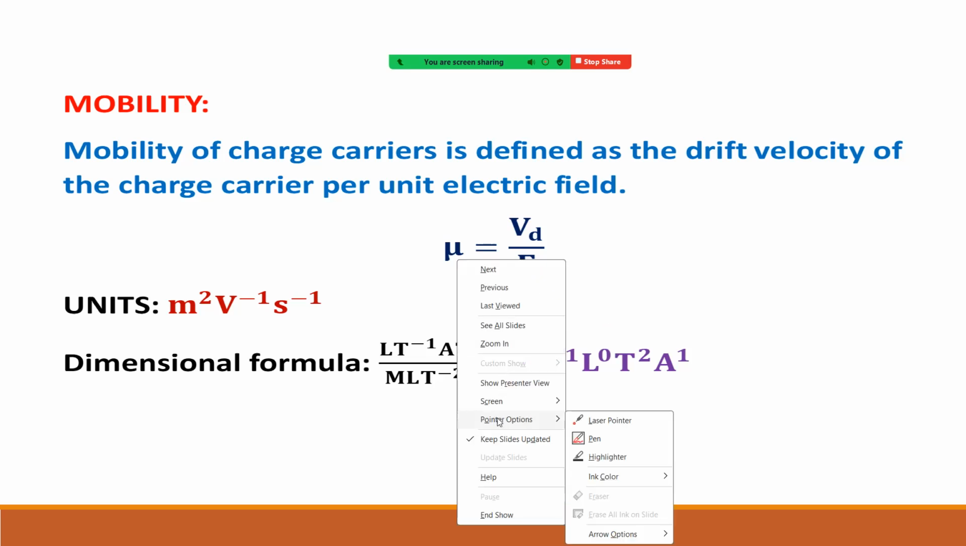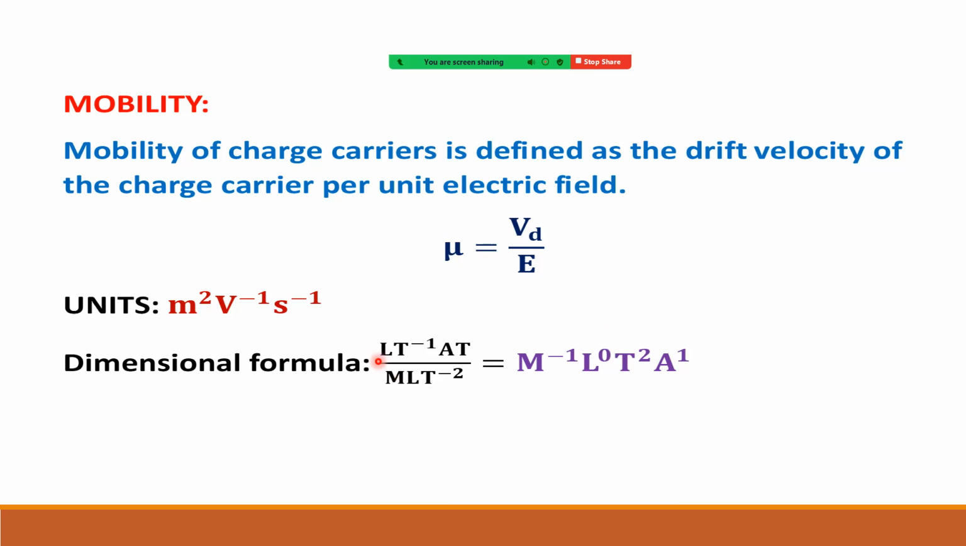Let's check once what we have derived and what is given here. Velocity, meter per second. This is now charge, ampere into time. Force is M L T power minus 2. Right? M power minus 1, L cancels, so L power 0. T power minus 1 cancels. Remaining is now T power minus 2, which becomes T power 2. Okay. T power 2, A power 1.